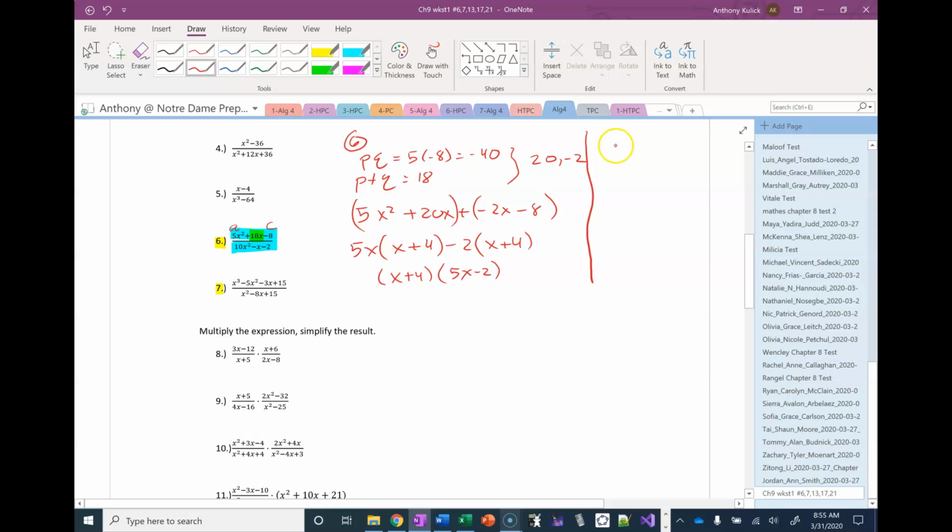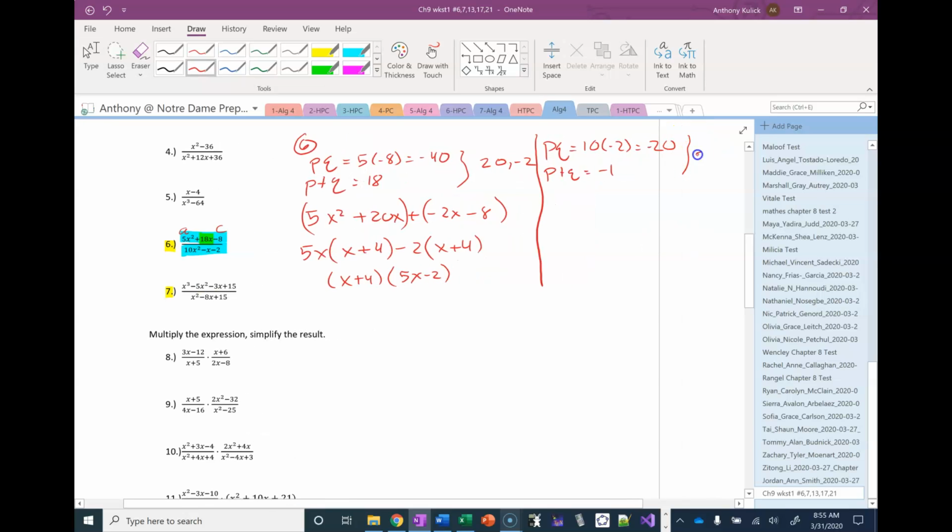Now I'll do the same thing for the denominator. I want two numbers that multiply to give me 10 times -2, or -20, and add to give me -1. Hopefully it's easy to see that that's going to be -5 and +4. So I'm going to have 10x squared minus 5x plus 4x minus 2.